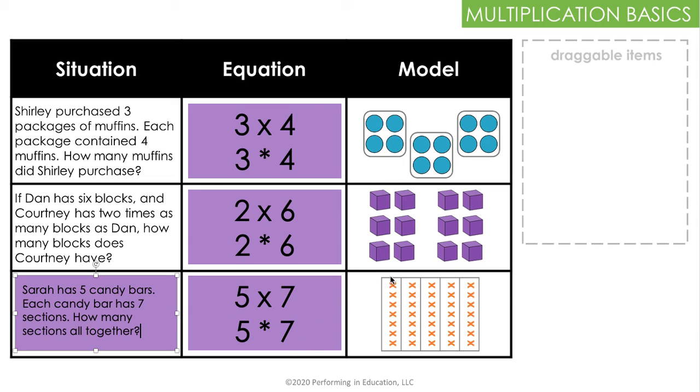So if you imagine each of these is a candy bar, and each of the X's is one of the sections of the candy bar. How many sections would there be altogether? That's the problem that I made up. You can make a different one if you like, but make sure that you put a problem in there that fits.